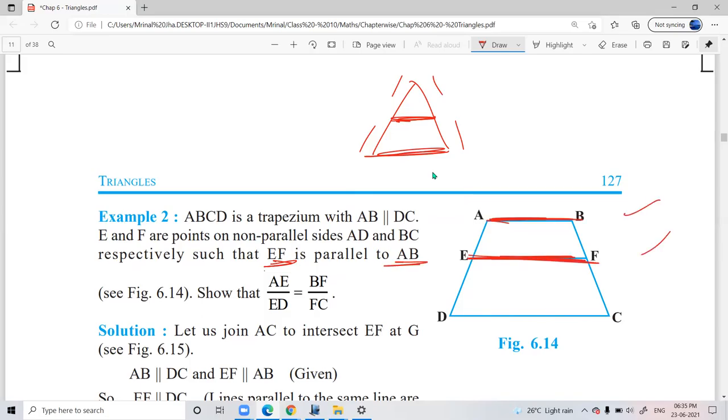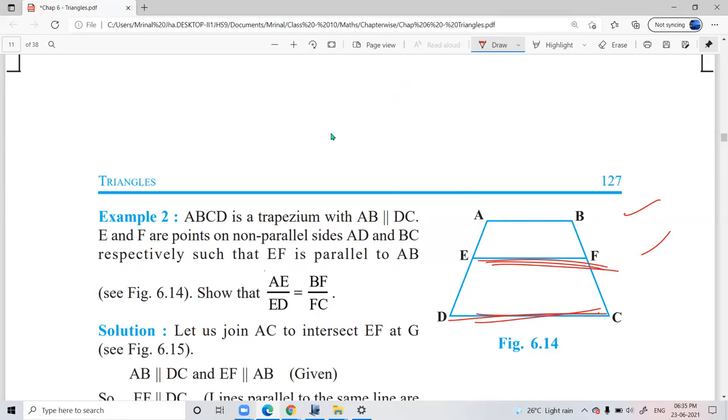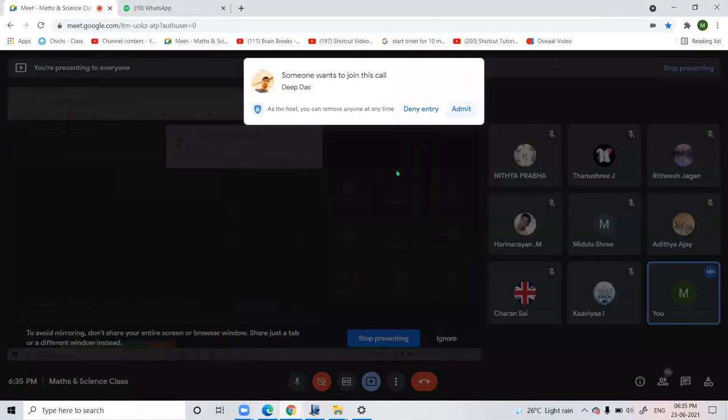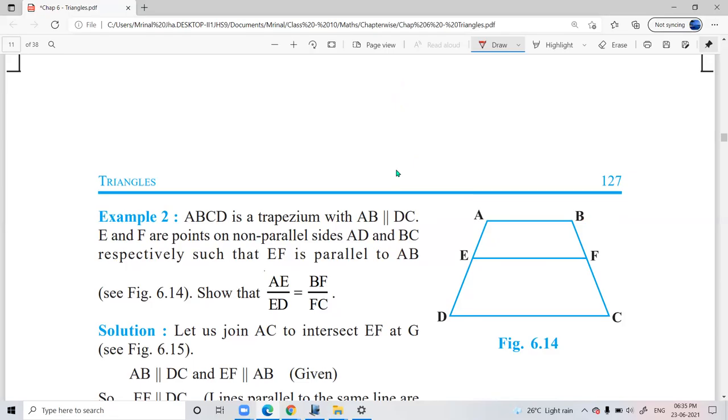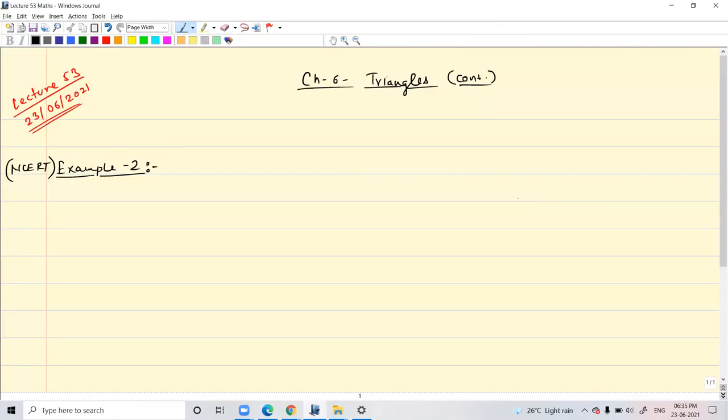Sir, can you once again explain? See, they have told you that EF is parallel to AB. Is that clear? You understand that these two lines are parallel? Yes, sir. Now, they have also told you that AB is parallel to DC. So these two lines, EF and DC, are also parallel with each other, right? Yes, sir. But you have to write it, because they have not directly given that EF is parallel to DC. So you have to write it down, okay? When you solve this kind of problem.